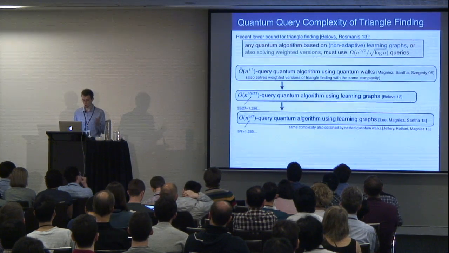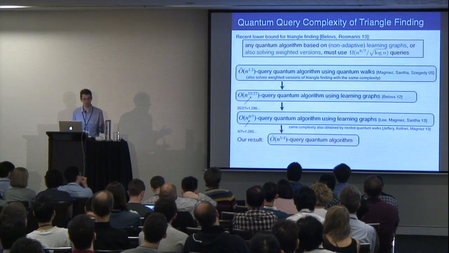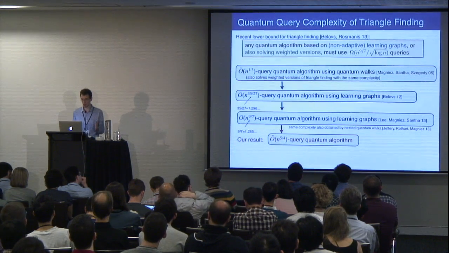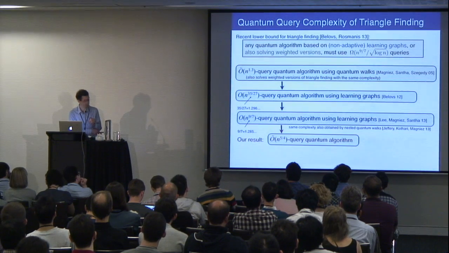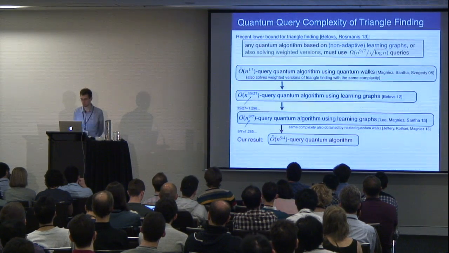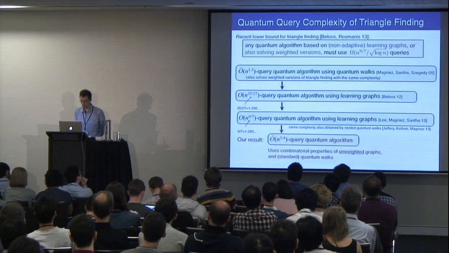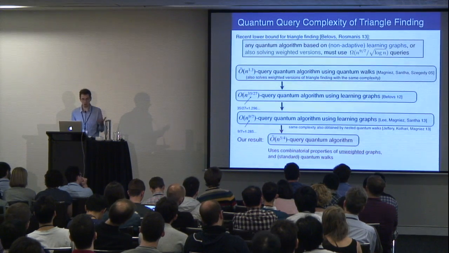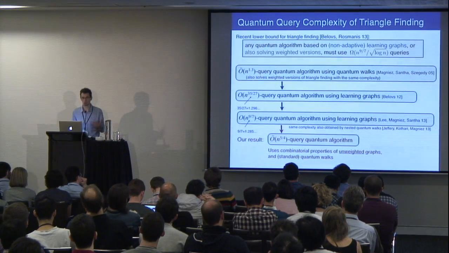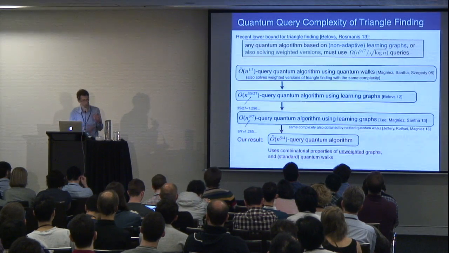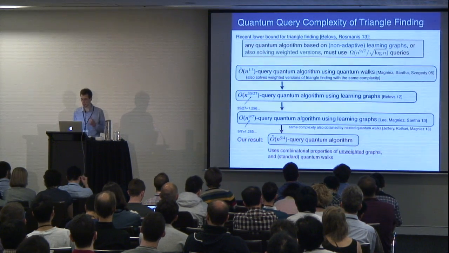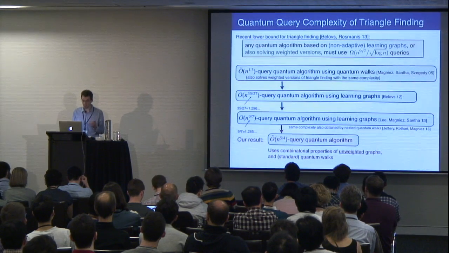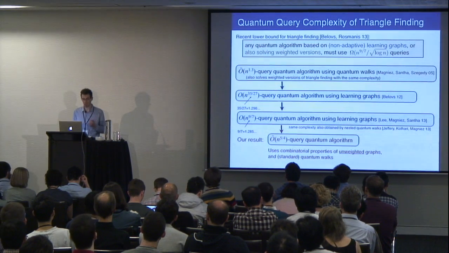And what we show is that we can do better. We obtain a quantum algorithm with query complexity Õ(n to the 5/4), where the tilde notation means that we are omitting polylog factors. Of course, our quantum algorithm does not use non-adaptive learning graphs, because we have a lower bound for this approach. It doesn't use learning graphs at all. Instead, it uses combinatorial properties of unweighted graphs and standard quantum walks.